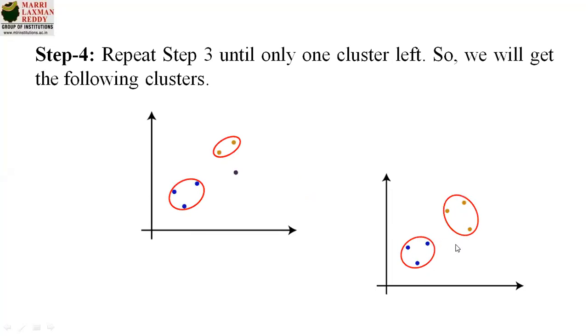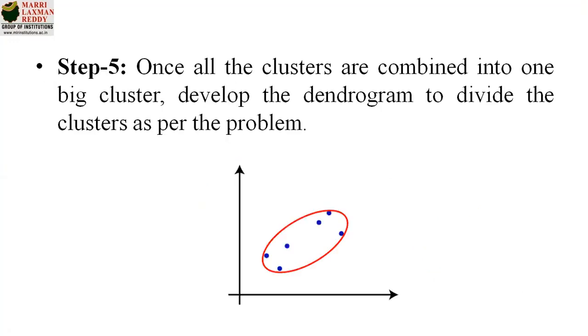But according to agglomerative clustering, what should we do? We need to finally combine all of them into a single cluster. Once all the clusters are combined into one big cluster, we develop the dendrogram to divide the clusters as per the given question. So what I'm going to do here is divide the cluster points into a dendrogram. Dendrogram means a tree-like representation.